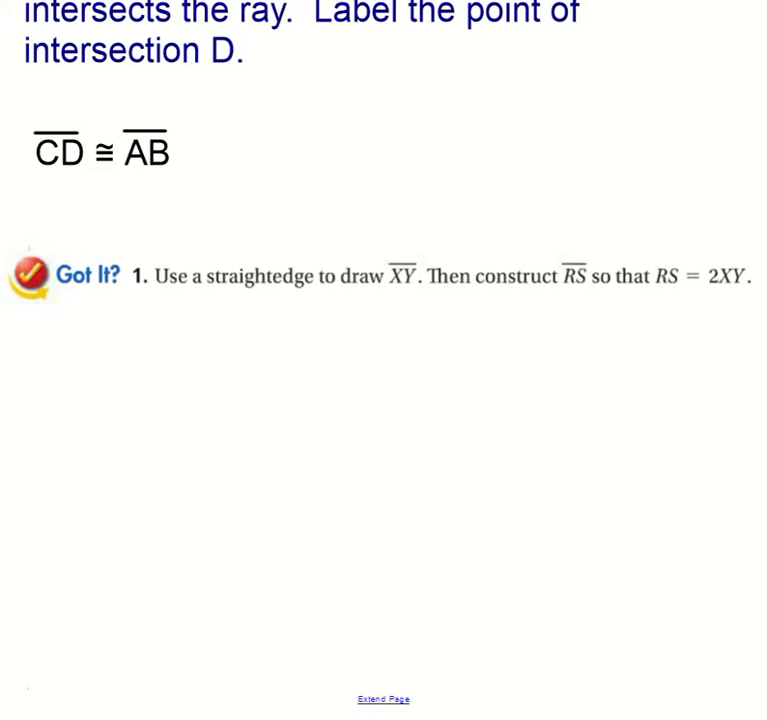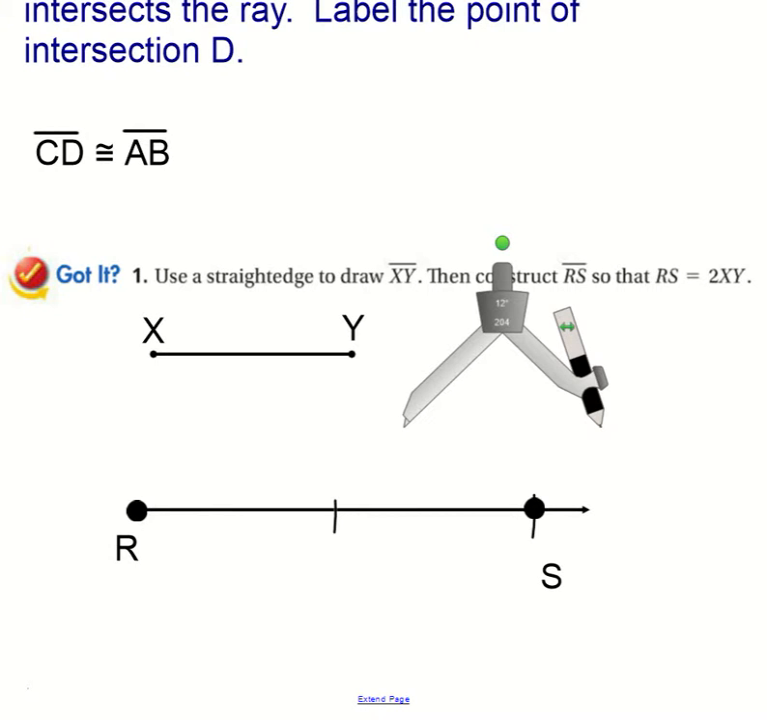You're first going to use a straight edge to draw a line segment XY, and then you're going to construct RS, another line segment, so that RS is 2 times greater than XY. And so you can pause the video here and make that now.